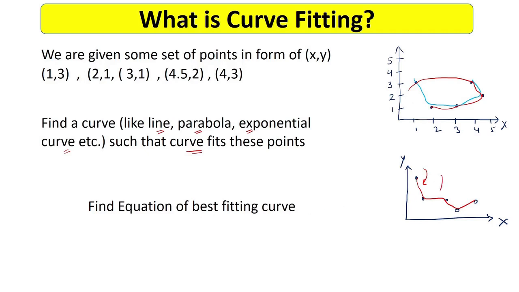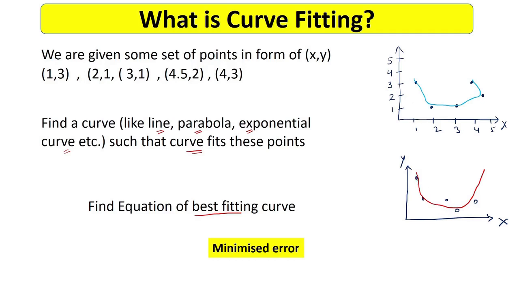For example, if this is the curve which can show the relation between these data points, that means we have to find the equation of this curve. And when we say we have to find the curve, we actually mean the best fitting curve. So what does best fitting curve mean? It means we have to find a curve which can minimize the error. For example, we can draw a curve something like this. Now there can be another curve also, and many other curves can join these data points.